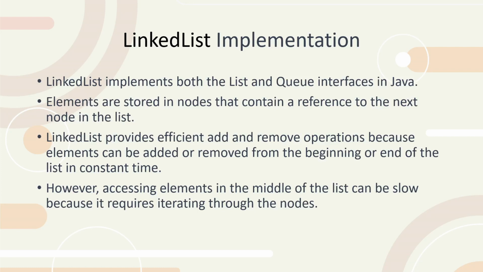LinkedList implements both the List and Queue interfaces in Java. Elements are stored in a node that contains a reference to the next node in the list, as it's a linked list implementation, so it has nodes for the previous and next. LinkedList provides efficient add and remove operations because elements can be added or removed from the beginning or end of the list in constant time. However, accessing elements in the middle of the list can be slower because it requires iterating through the nodes. So this is about the LinkedList implementation. For better understanding, we will have an example in some other video.